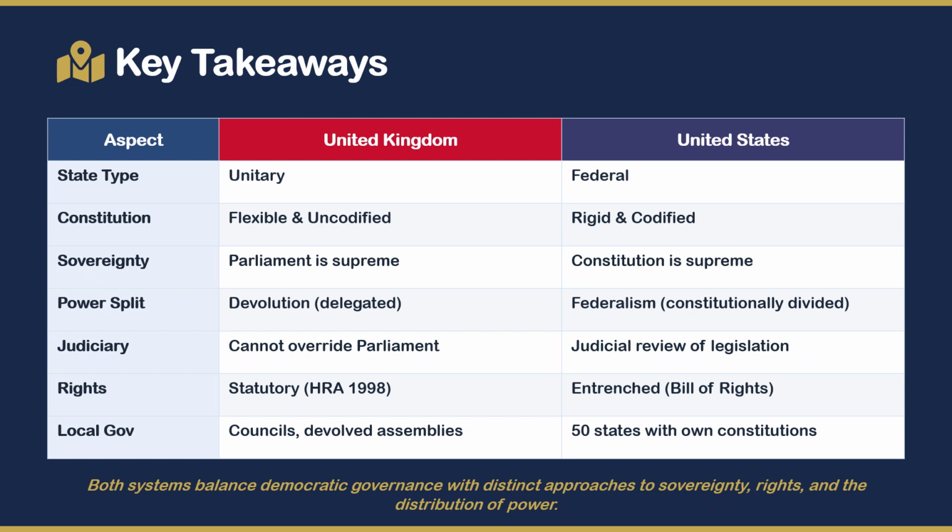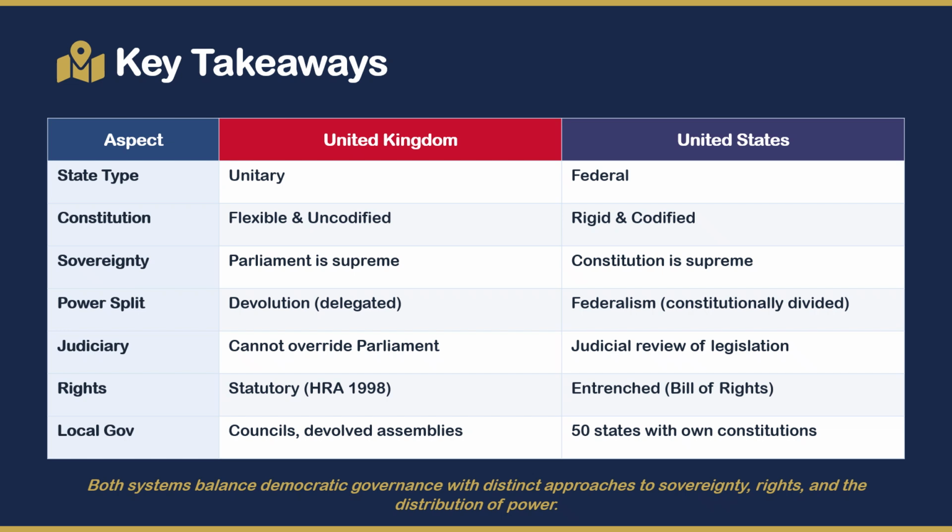In the United Kingdom, the Human Rights Act was enacted by the Parliament in 1998. So the rights are statutory. In the United States, the Bill of Rights was added to the Constitution as amendments. So the rights are entrenched.